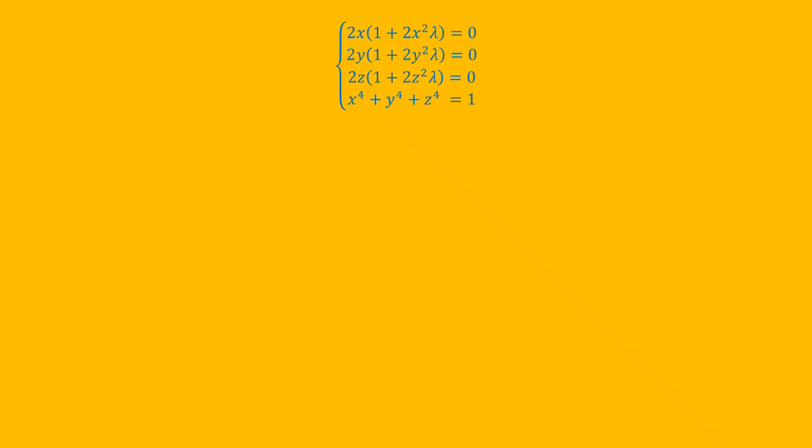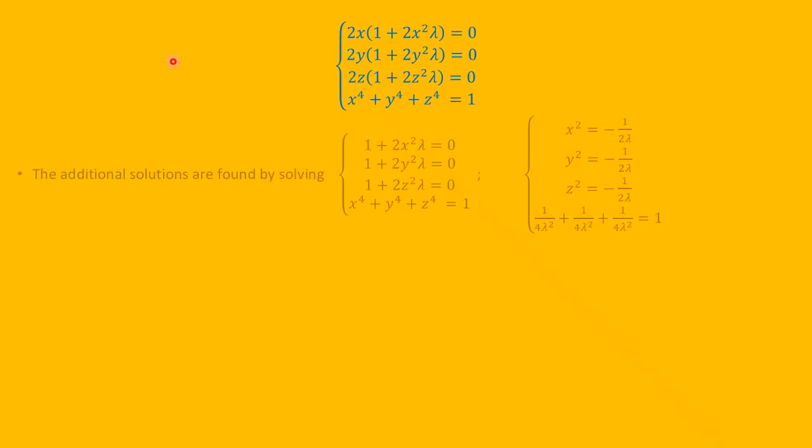So, can we get more solutions to this system of 4 equations and 4 unknowns, x, y, z, and lambda? Well, we got the easy ones where we had some of the coordinates equaling 0. So let's see what we can do to find more solutions. We've already taken care of the case where these factors in front are 0. So now the other way to satisfy these equations is to let these second factors equal 0 and also satisfy this constraint. So the second factor equaling 0 is this.